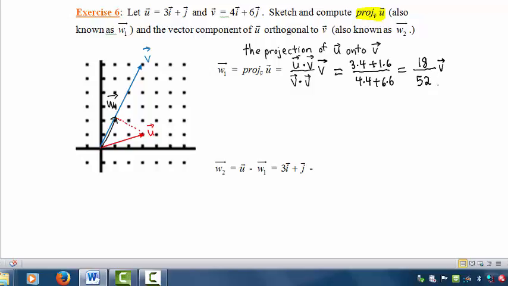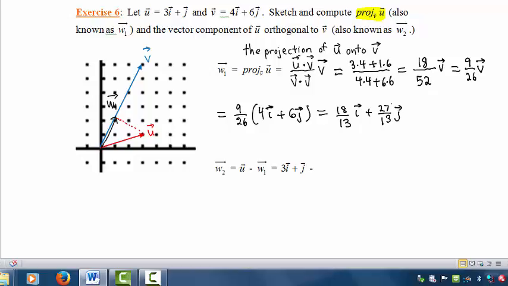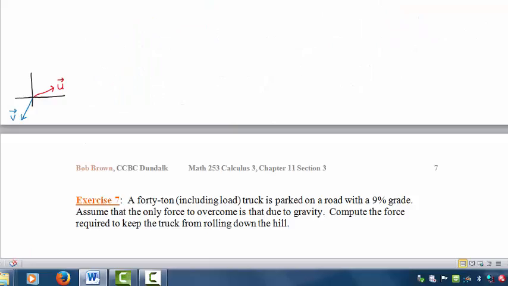So the projection of U onto V is 9/26 V. Quickly making the calculations, we have here the final form of the projection of U onto V. Note that if the angle between U and V was more than 90 degrees, the following is a way that we would draw the projection vector.